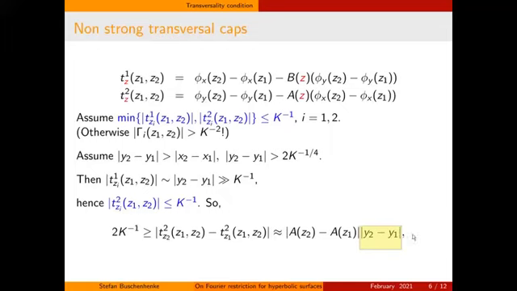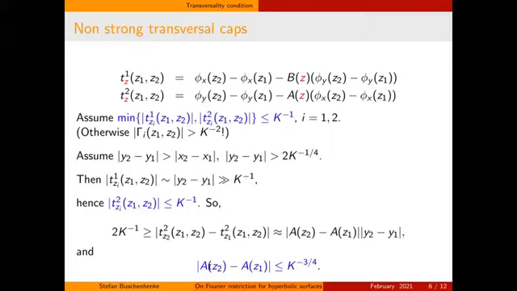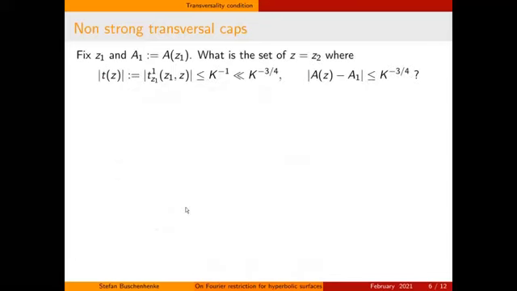But again, this is not too small, so you can conclude that A of Z2 minus A of Z1 is less than k to the minus 3/4. These are the two pieces of information we have to remember. So the difference of A evaluated at these two points is small, and T2 subscript Z1 is also small. So think of Z1 being a fixed point and A1 the value of A at Z1.